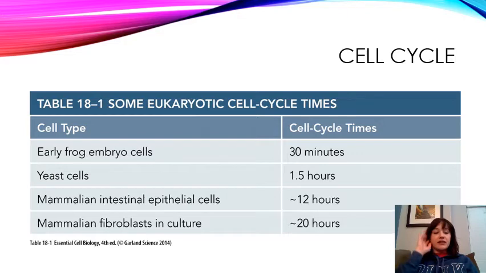Now, when we look at things like fibroblasts, those are going to be a bit slower. They're still proliferative, but it's about once a day. You can see that this other adult cell type, intestinal epithelial cells, divides about every 12 hours, so about twice a day. So that's rather rapid for an adult cell. And because it divides so frequently, the intestinal epithelium is being replaced constantly.